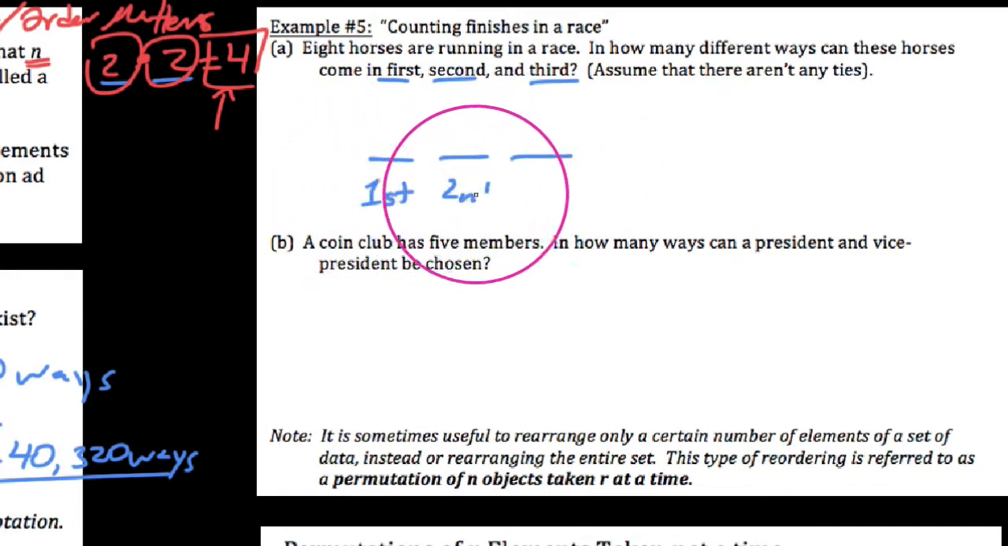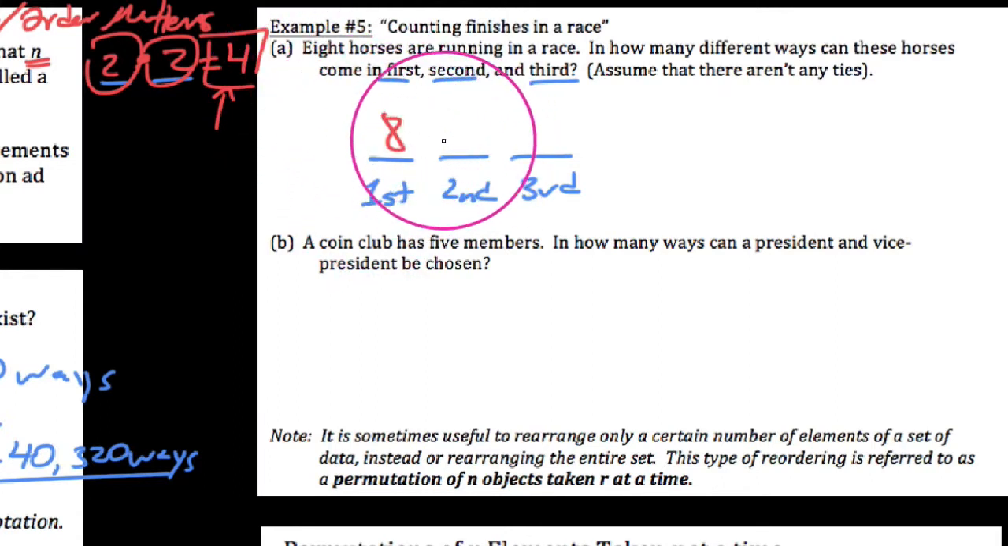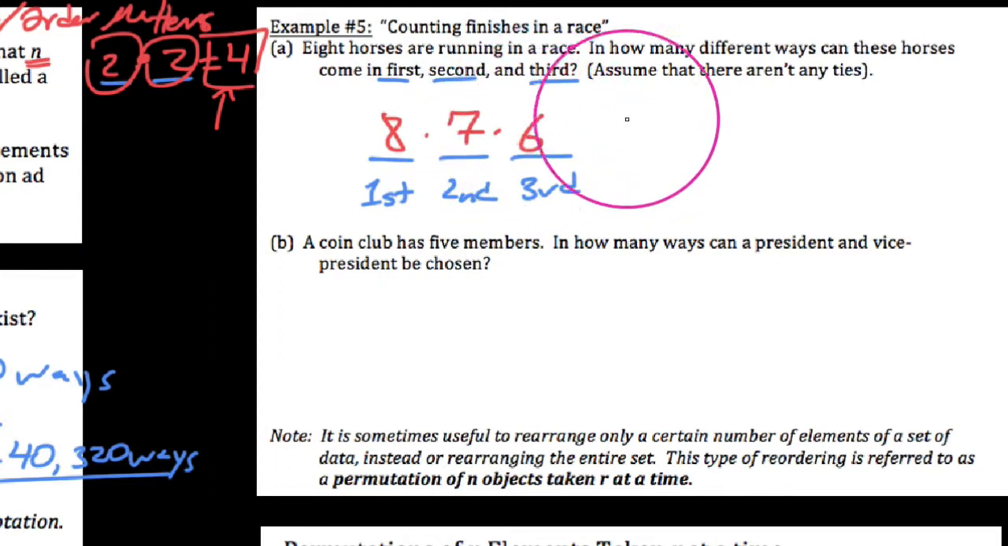So order matters here. The order in which they finish this race actually matters. So here's what I want to point out. We've got 8 total horses. So 8 of them could potentially come in first, but once a first place winner is chosen, then I only have 7 to choose from for the next spot, second place, and then only 6 horses could come in that third spot.